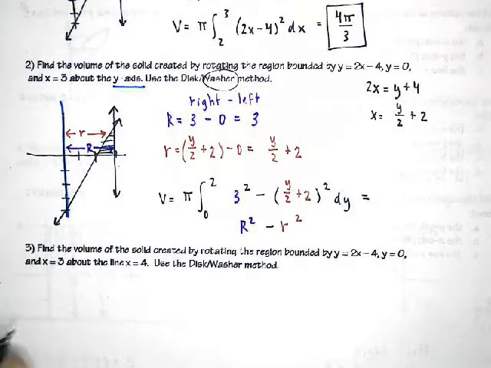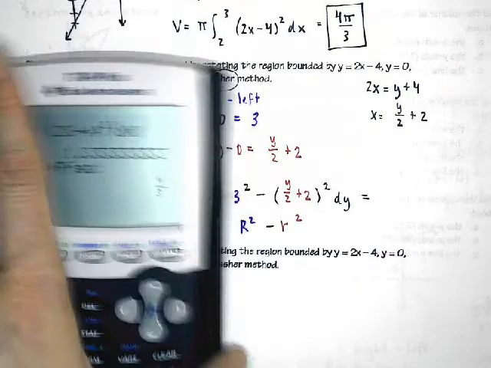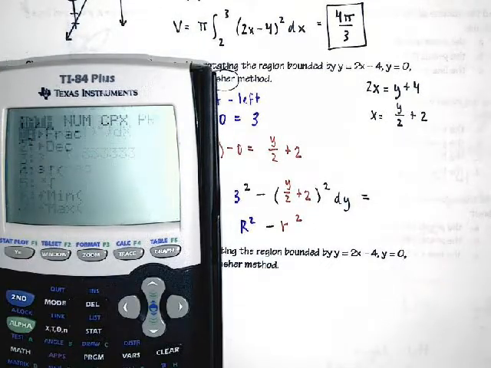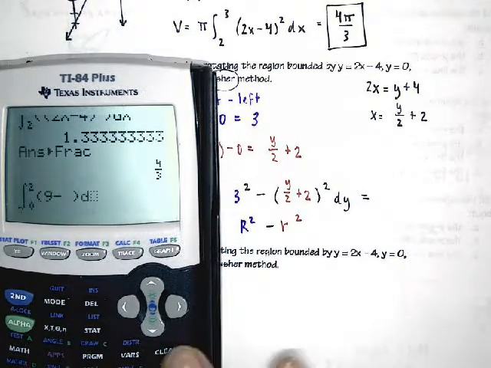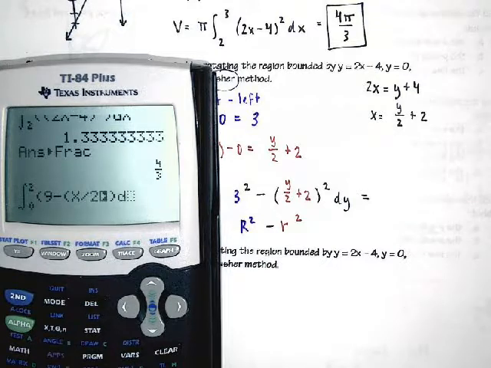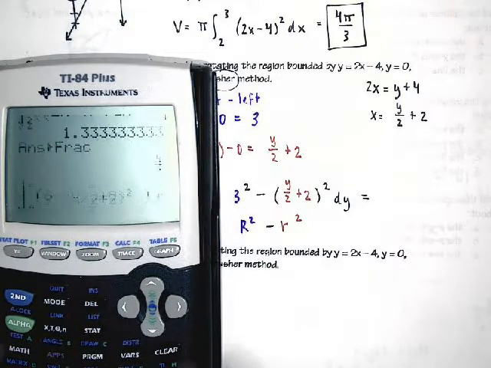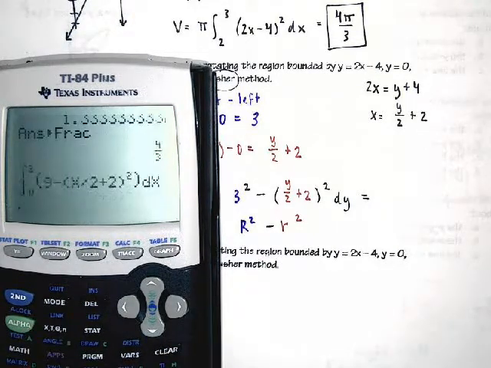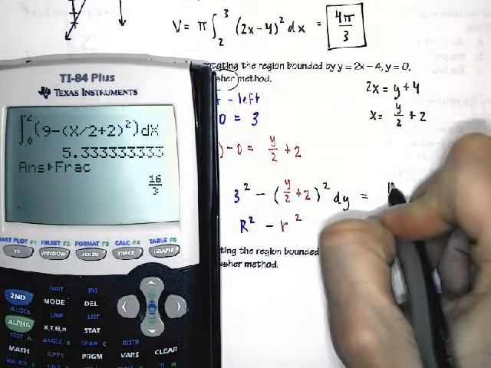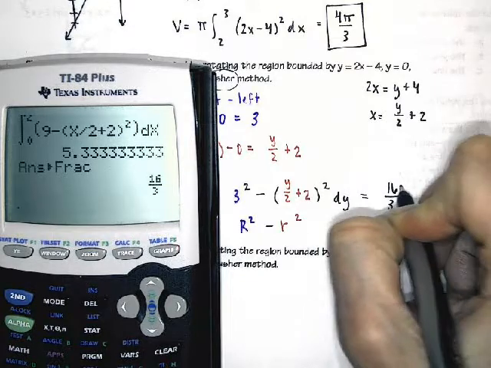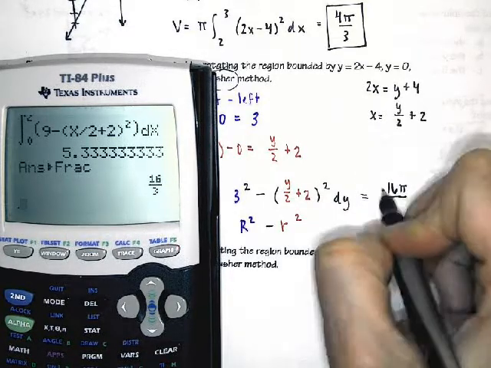And we'll use our calculator for that. So let's see, math 9 from 0 to 2. 3 squared, I have 9 minus x divided by 2 plus 2 quantity squared dx. So that's going to be 16 over 3 times pi, so 16 pi over 3.